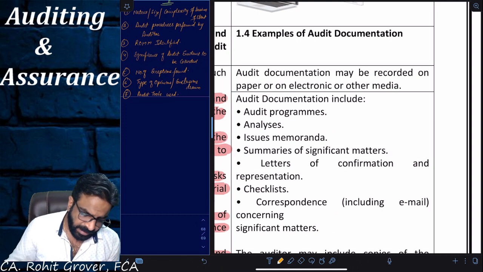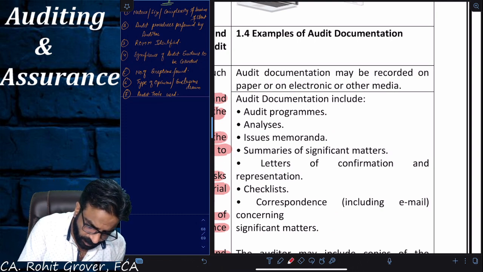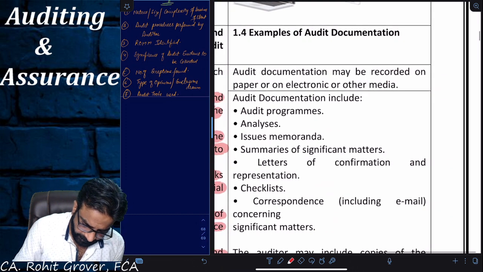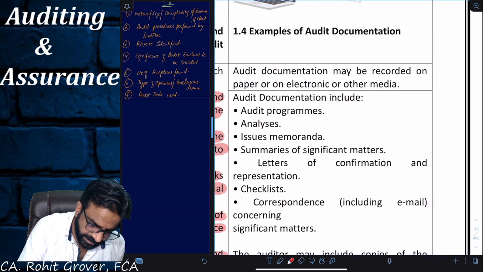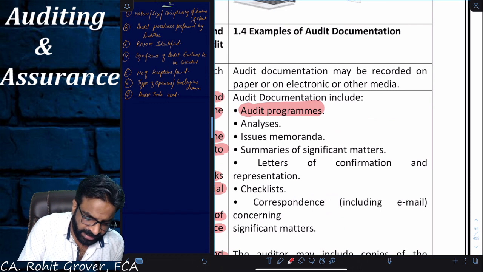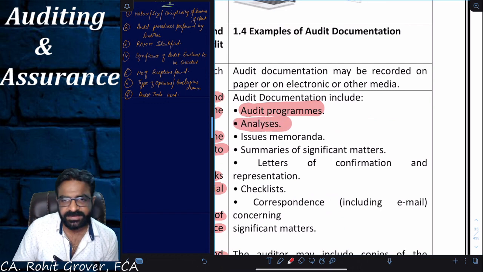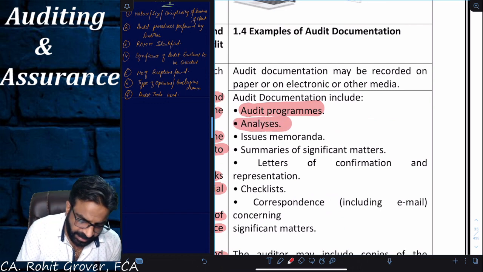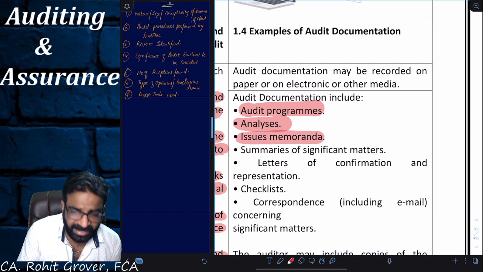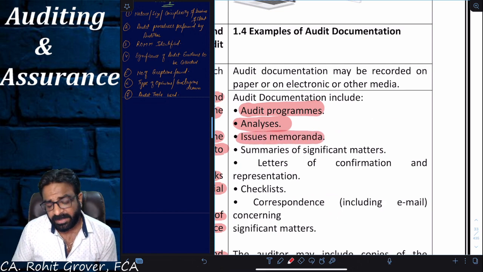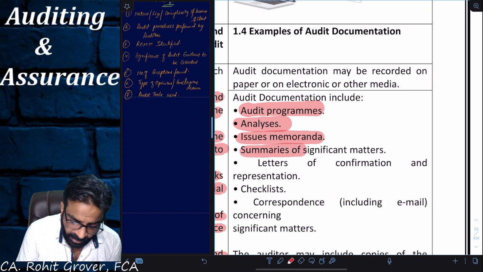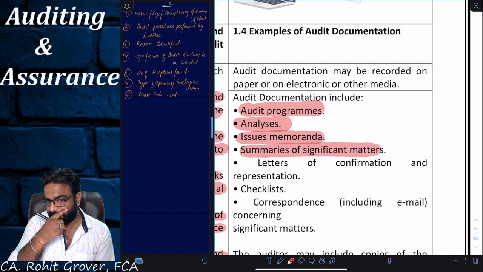Tell me one thing. Can I document my audit program? Yes, sir. Yes or no? Yes, I can document my audit program. Can I document my analysis? Yes. Can I document my issues which I have with the client? Yes. Can I document the summary of my significant matters? Yes.